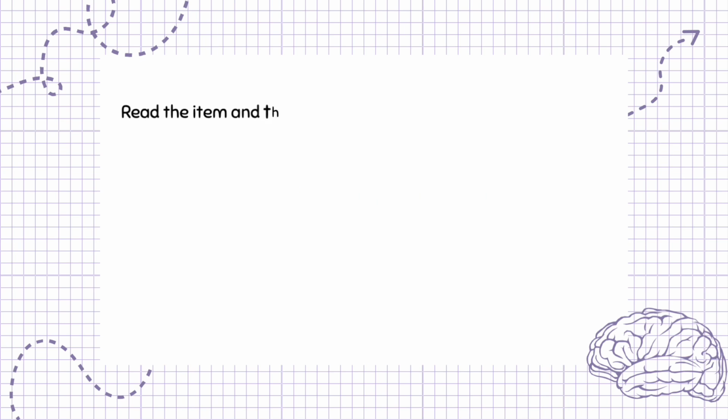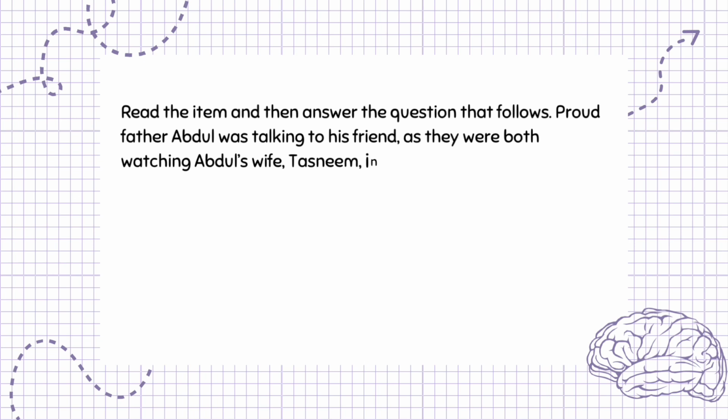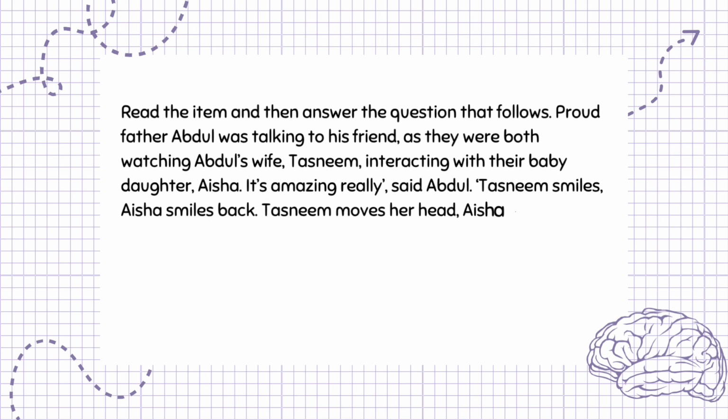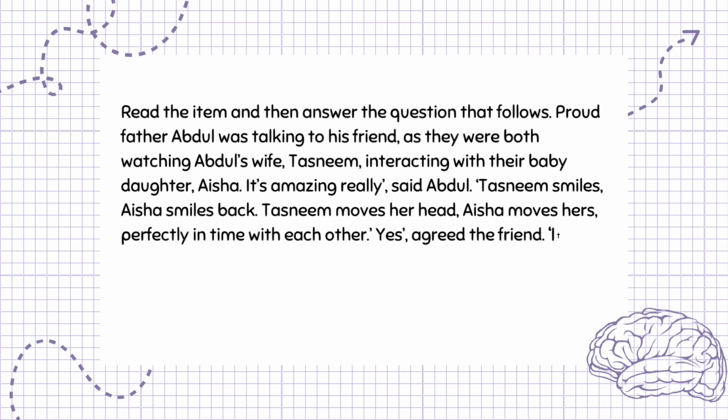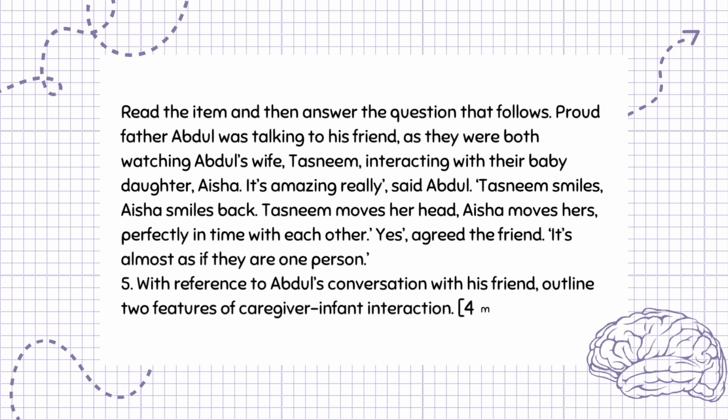Read the item and then answer the question that follows. Proud father Abdul was talking to his friend, as they were both watching Abdul's wife, Tasneem, interacting with their baby daughter, Aisha. "It's amazing really," said Abdul. "Tasneem smiles, Aisha smiles back. Tasneem moves her head, Aisha moves hers, perfectly in time with each other." "Yes," agreed the friend. "It's almost as if they are one person." Question 5. With reference to Abdul's conversation with his friend, outline 2 features of caregiver-infant interaction. 4 marks.